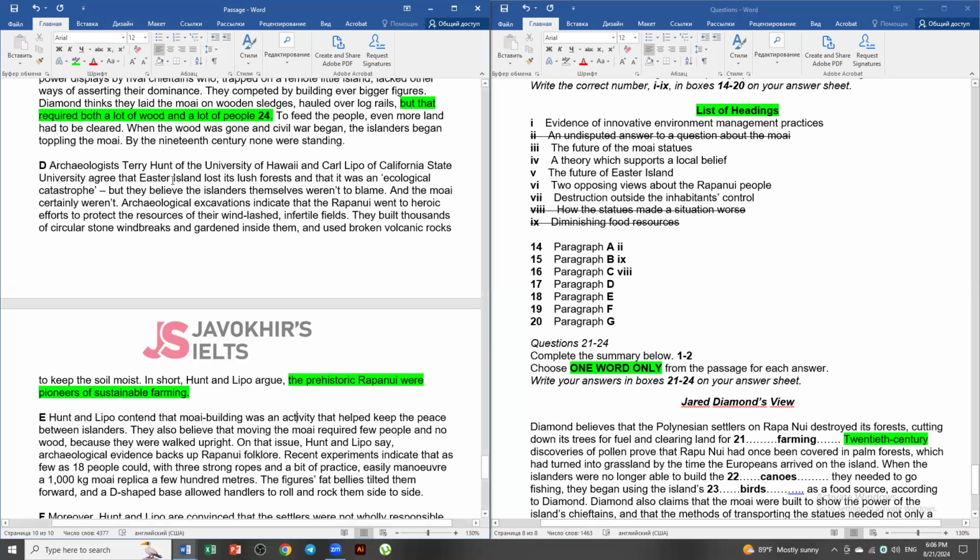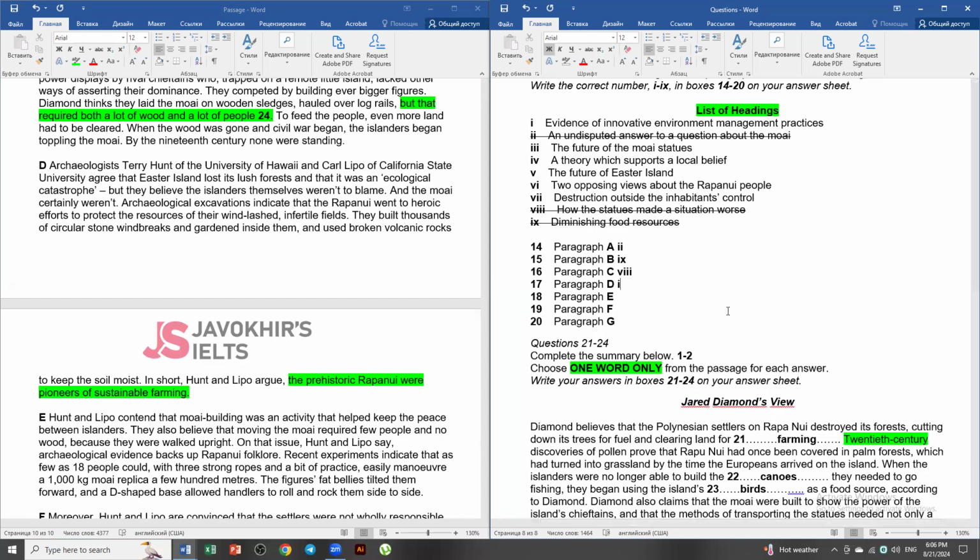So D, archaeological, Terry Hunt. Archaeological excavations indicate that Rapa Nui went to heroic efforts to protect the resources from the wind lash. So it is saying that they built thousands of circular stone windbreaks and gardens inside them, and used broken volcanic rocks to keep the soil moist. So the writer concludes that in short, they were the pioneers of sustainable farming. So the evidence of innovative environment management practices, I can say surely, but I think I'm going to give it a number one because there's nothing else that is suitable for that.